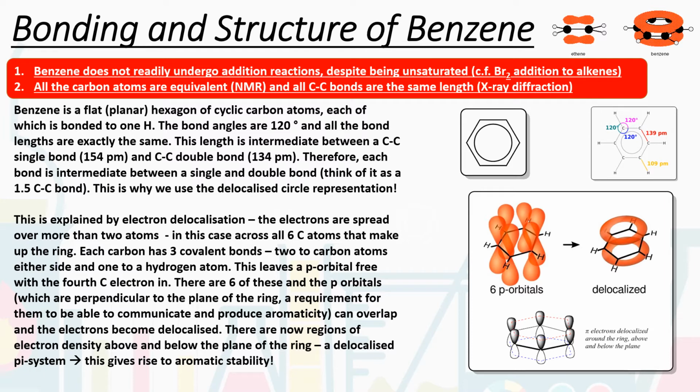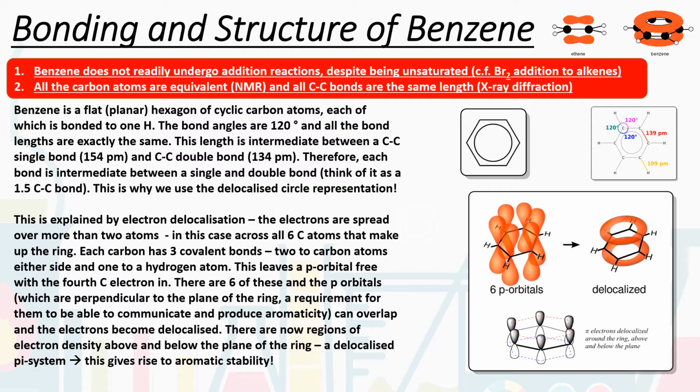They're equivalent. So benzene is a planar hexagon of cyclic carbon atoms. And each of these carbon atoms is bonded to two other carbon atoms and bonded to one hydrogen. And so the bond angles are all 120 degrees.